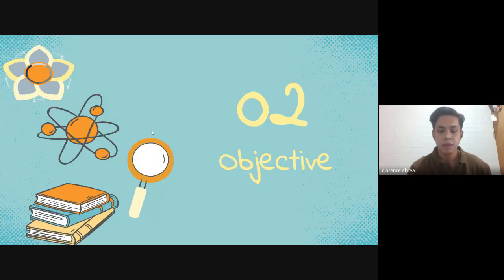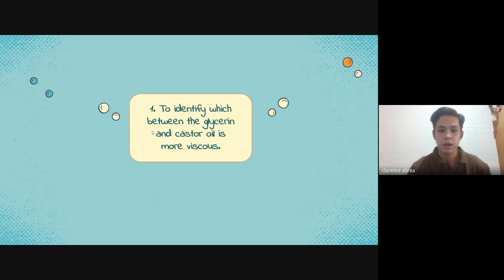So let's now proceed to the objective of this laboratory experiment. Our main objective is to identify which between the glycerin and castor oil is more viscous.